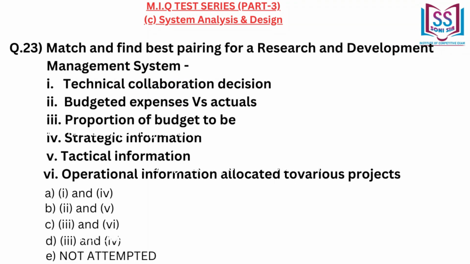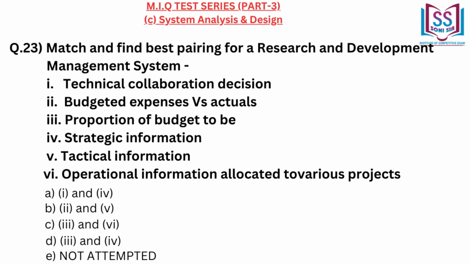Match and find best pairing for a research and development management system. 1. Technical collaboration decision. 2. Budgeted expenses versus actuals. 3. Proportion of budget allocated to various projects. 4. Strategic information. 5. Tactical information. 6. Operational information. A. 1 and 4. B. 2 and 5. C. 3 and 6.